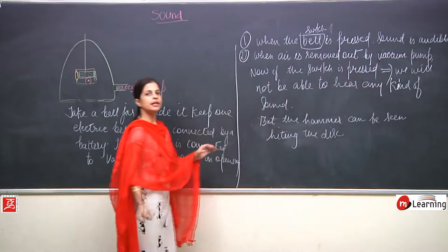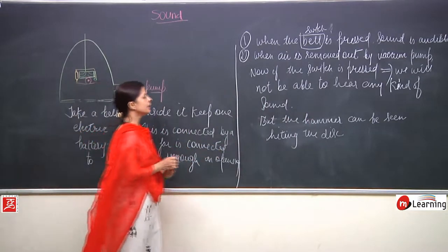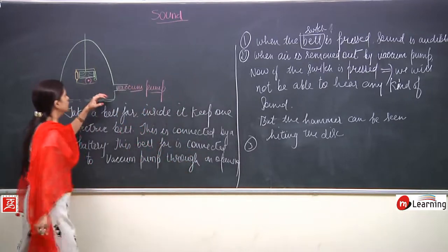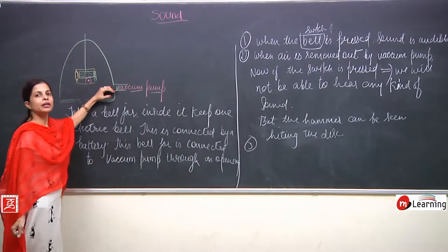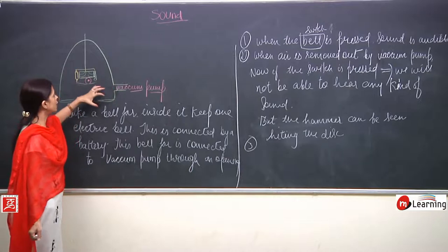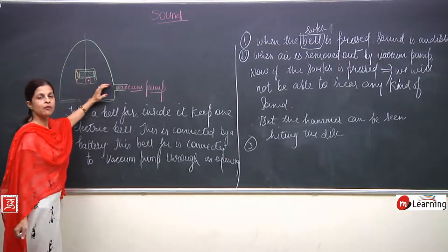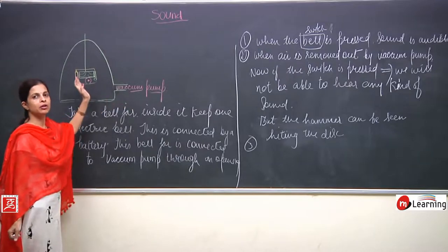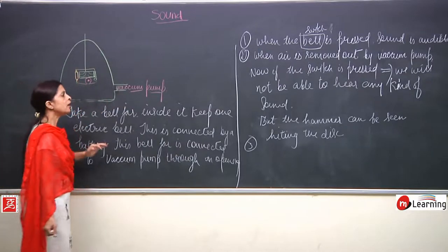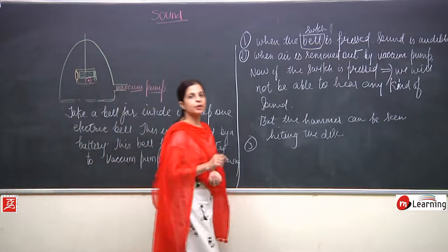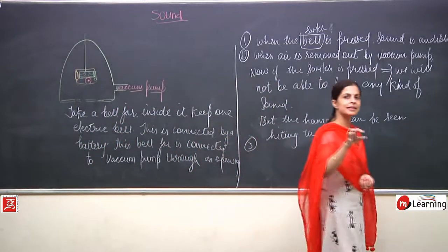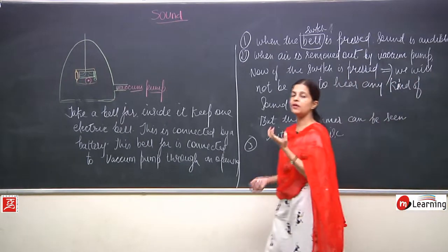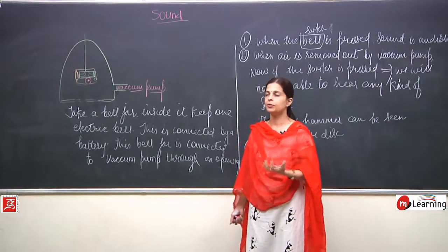Okay, now the third thing. Now third thing, again what has to be done, children? Now again we'll allow the air to enter this. We'll remove the vacuum pump and we'll allow the air to enter this. And now again, if we press the switch, we will be able to hear the bell. Okay, we will be able to hear the sound.